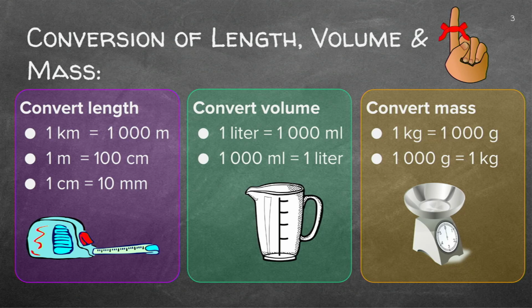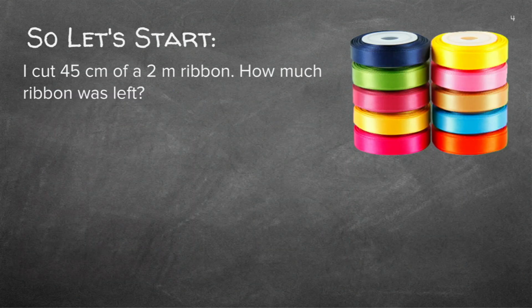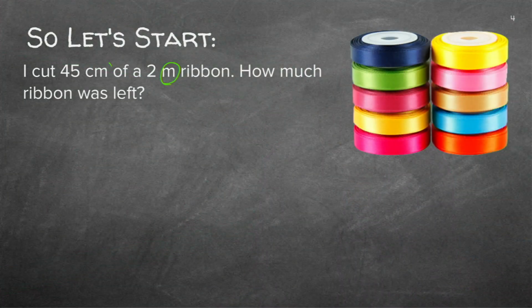So let's start with our word problems. I cut 45 centimeters off a 2-meter ribbon. How much ribbon was left? There's a problem. The problem is that my units are not the same. You need to get your units the same, and that's why you need to know how to convert.